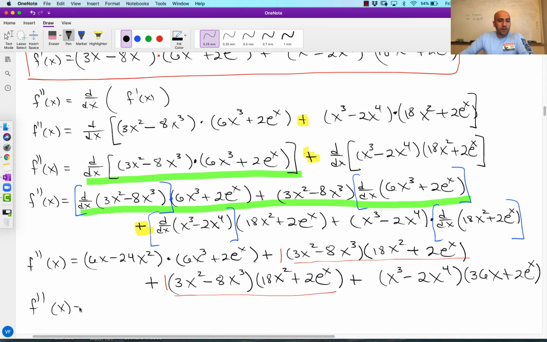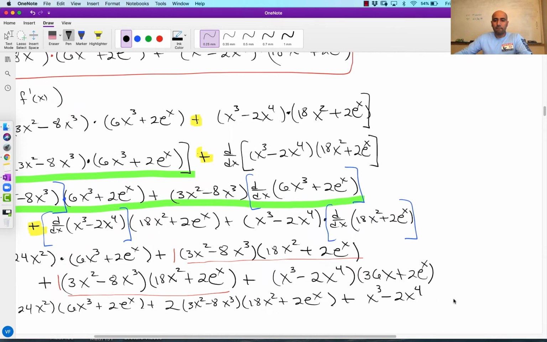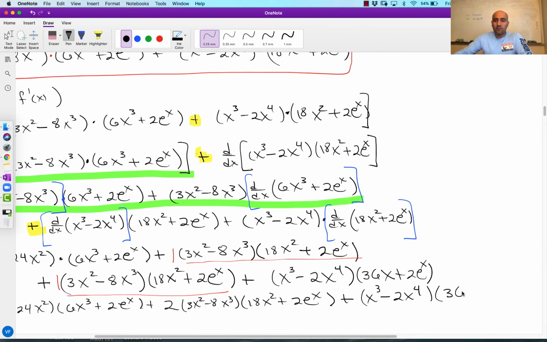The second derivative with respect to x is equal to 6x minus 24x squared times 6x cubed plus 2e to the x, plus two copies of 3x squared minus 8x cubed times 18x squared plus 2e to the x, plus x cubed minus 2x to the fourth times 36x plus 2e to the x. Fun.